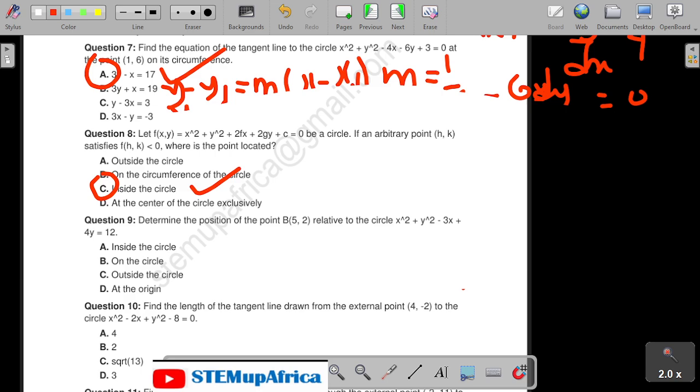If you find the position of this point, so if x is 5, y is 2, what are we having? We're going to have 25 plus 4 minus 15 plus 8. Let's see if it will give us 12. 25 plus 4 minus 15 plus 8. It gave us 22, not 12. So the point will lie outside the circle.